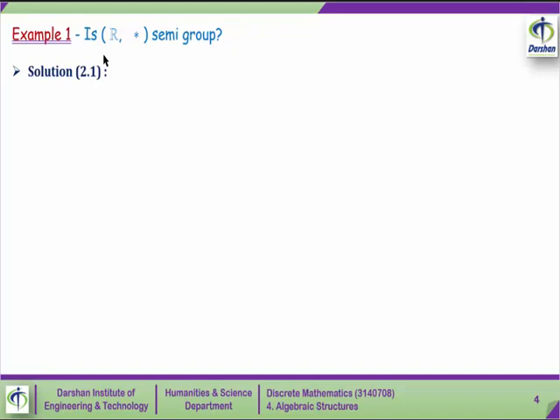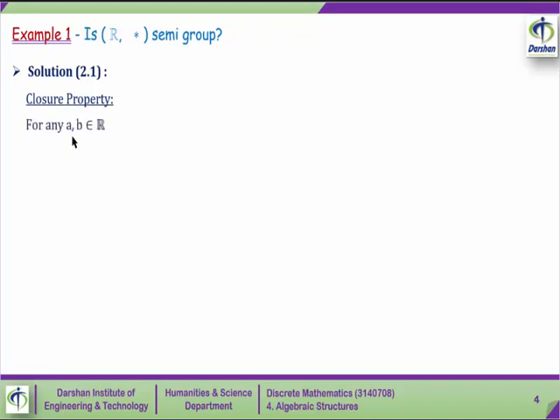Now second question, is R with star a semigroup? Means we have to check whether R with star is a semigroup or not. So for that, what do we have to check? First two properties. First property is closure property and second property is associative property. So we check closure property.